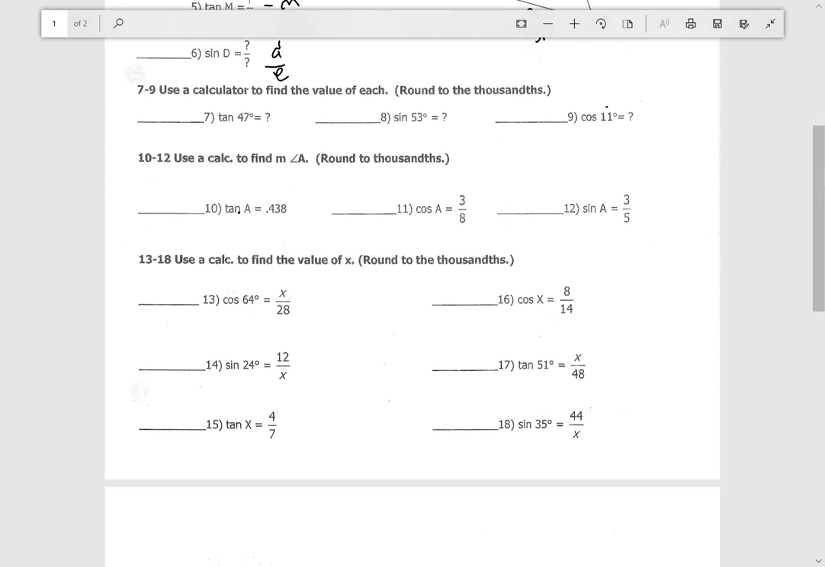In 7 through 9, it says use a calculator. We'll use Desmos to find the value of each, round to the thousandths. If you round to the hundredths, that's fine too. I know it says thousandths, but you'll be okay.